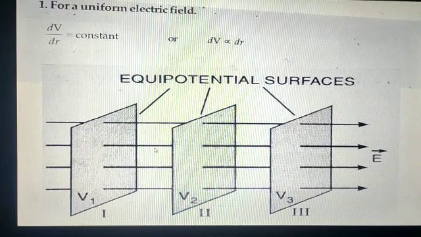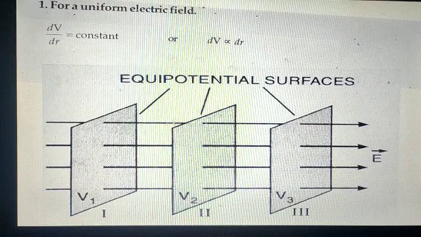Here is an example of equipotential surfaces drawn for a uniform electric field. The uniform electric field is shown by parallel lines which are equidistant from each other, acting in the same direction, positive x-axis. Now in this area, everywhere the electric field is same E. There are three equipotential surfaces shown here. The first surface, every point of which has the same potential V1. Second surface, every point has a potential V2, and the third equipotential surface, every point has a potential V3.